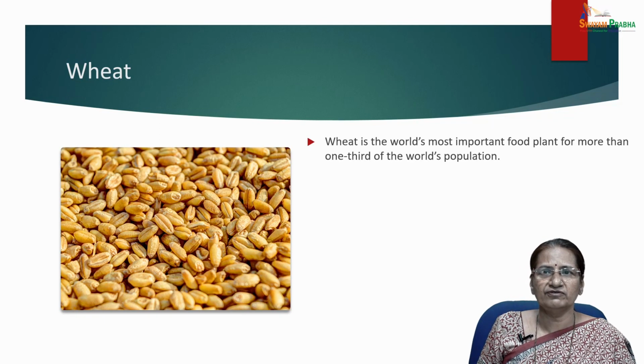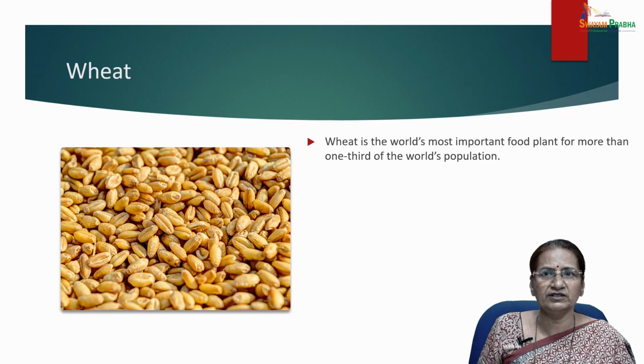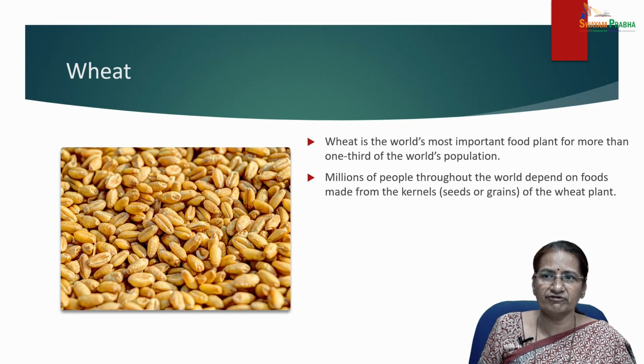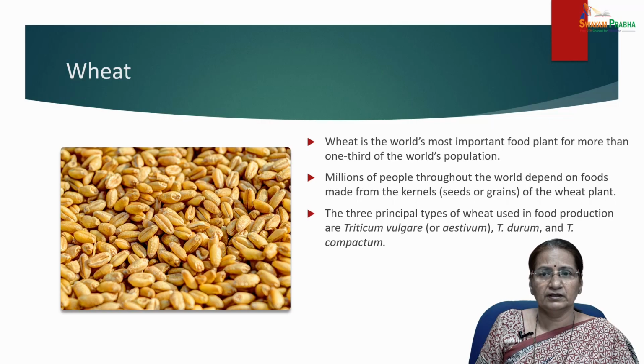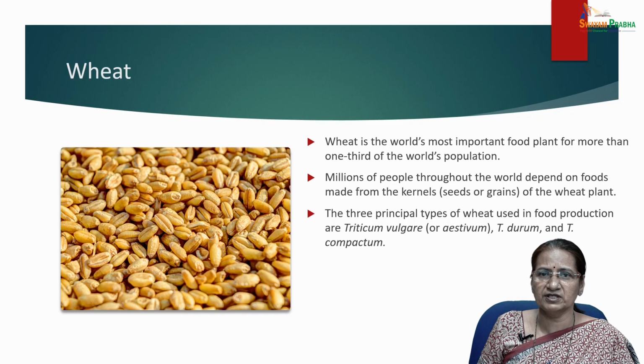Now, wheat is the world's most important food plant for more than 1/3 of the world's population. Millions of people throughout the world depend on foods made from kernels of wheat plant. The three principal types of wheat used in food production are Triticum vulgare or Aestivum, Triticum durum and Triticum compactum.